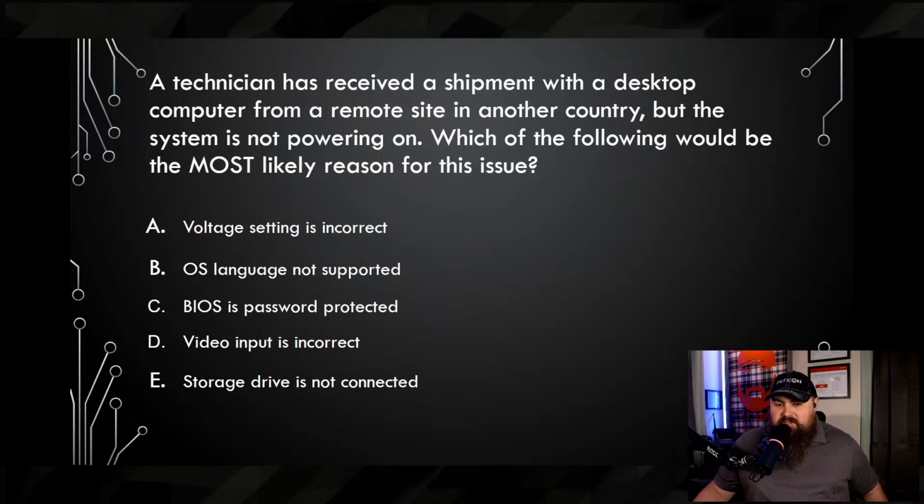A technician has received a shipment of desktop computers from a remote site in another country, but the system is not powering on. Which of the following would most likely be the reason for the issue? Let me know in the chat. This is an issue we don't see as much anymore with modern power supplies, but it used to be quite a common issue on a lot of the older power supplies, and they are definitely still out there, and that is one reason CompTIA has included that question in here.